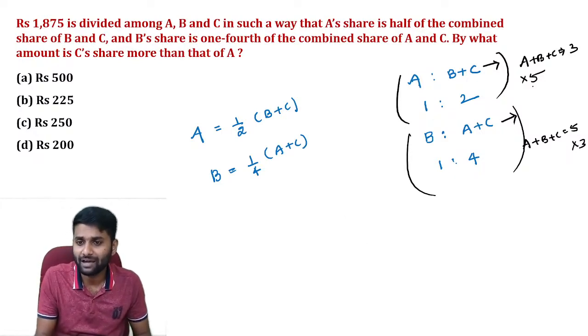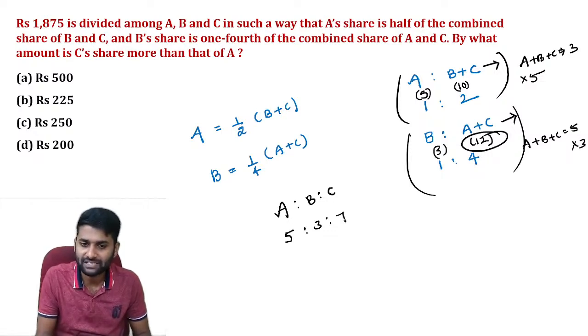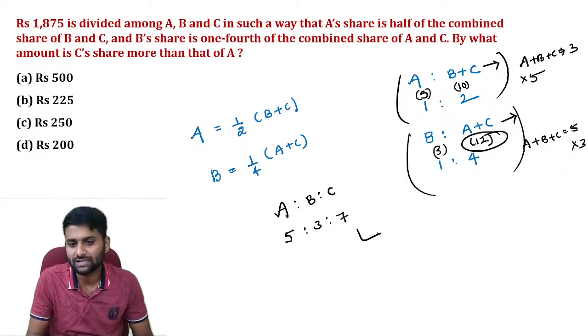Now what about the A value? Here A is 5, B plus C is 10. Here B is 3, A plus C is equal to 12. Now you will get the ratio of A to B to C. Here A is 5 units, B is 3 units. Now you know that A plus C is 12. Here A is 5, so definitely C is 7 units. So what about the total sum? Here the total sum is exactly equal to 15 units.